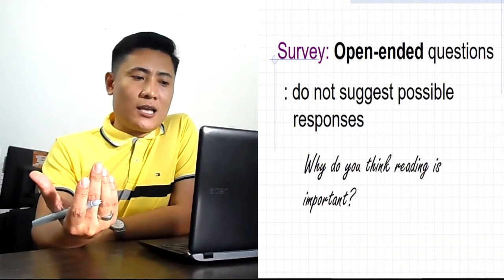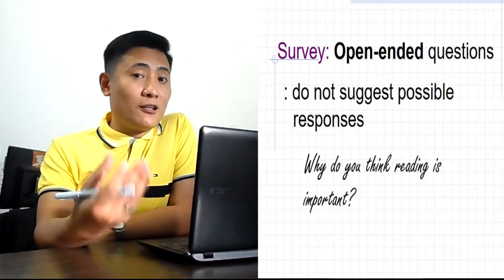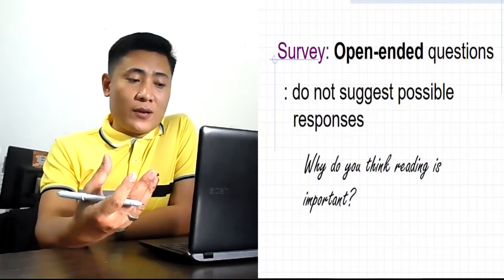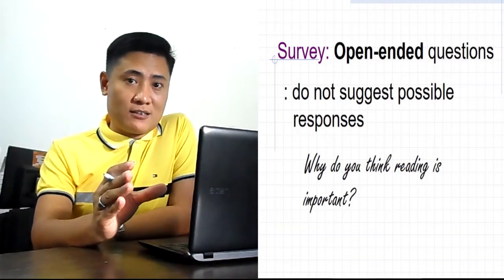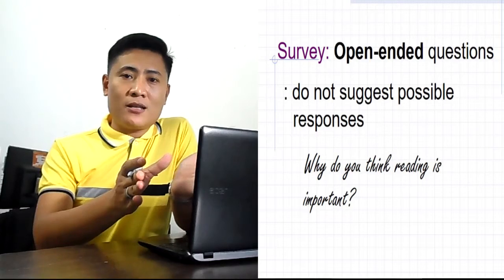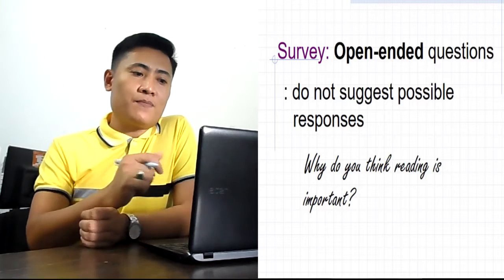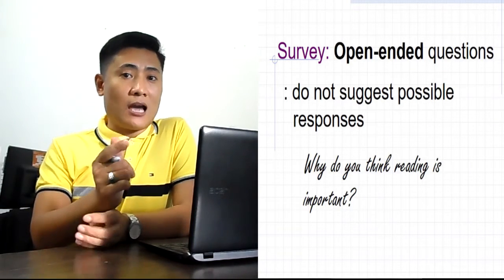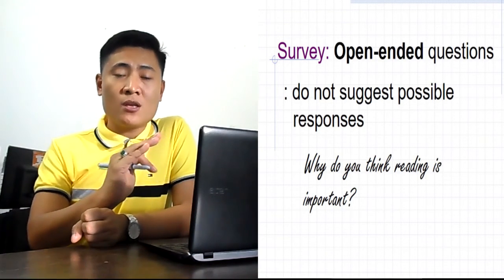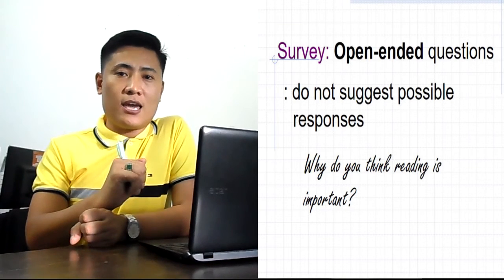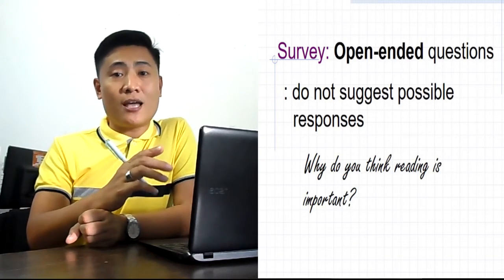Alright, and the last one is the open-ended questions. Specifically, if you want to get the qualitative data, for example, why do you think reading is important? The answer there varies. It depends. One respondent answers differently compared to others. So that is the open-ended type of questions, and that's all. These are the three most commonly used tools or tests in doing research: multiple choice, the Likert scale, and the open-ended questions.